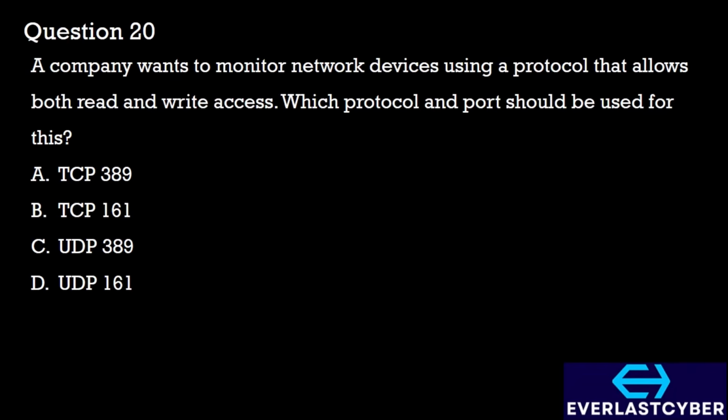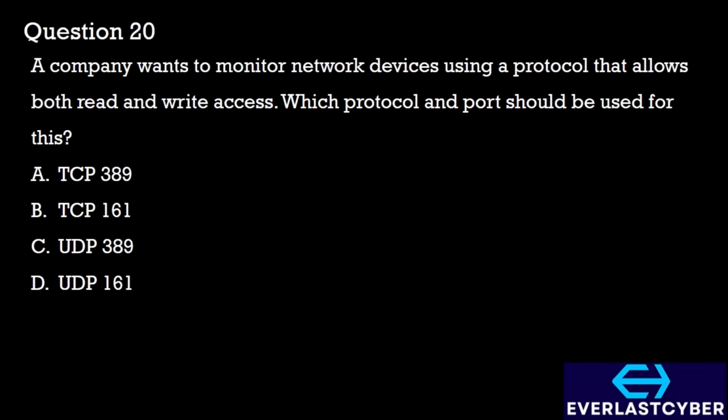TCP 389 is used by LDAP, and this is used for directory services but not for network management. For option B, SNMP operates over UDP port 161, however, it doesn't use TCP. While SNMP allows read and write access, it does so by using UDP and not TCP.